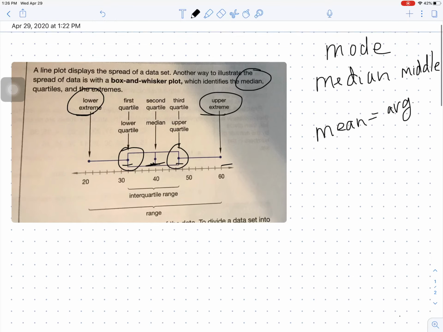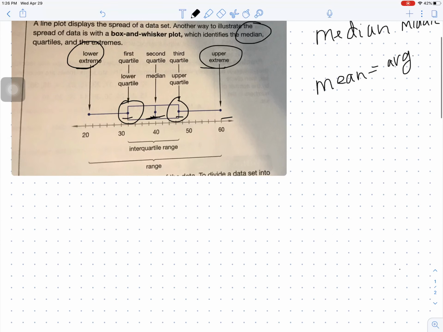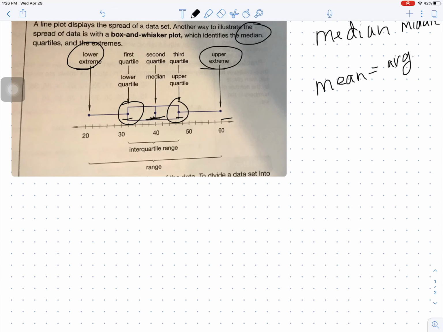So that's really what they're looking at doing here with the box and whisker plot. What we're going to try to do is go through the data that you have there and work our way through the practice set.